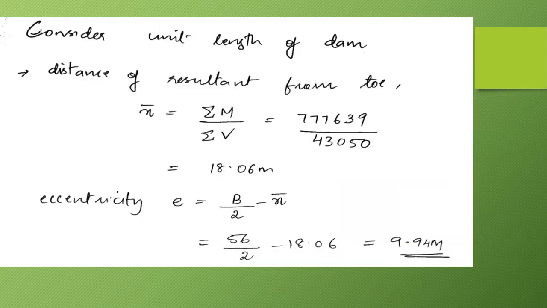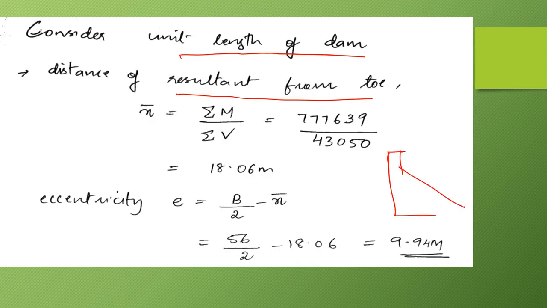Now we have already calculated all the forces coming on the gravity dam based on the cross section that is given. Now we have to do the stability analysis and to check if the dam is safe in different criteria like overturning, sliding, tension and compression. So for that, first we are going to consider, as always, unit length of the dam, and distance of the resultant from the toe. We have discussed this while discussing the steps.